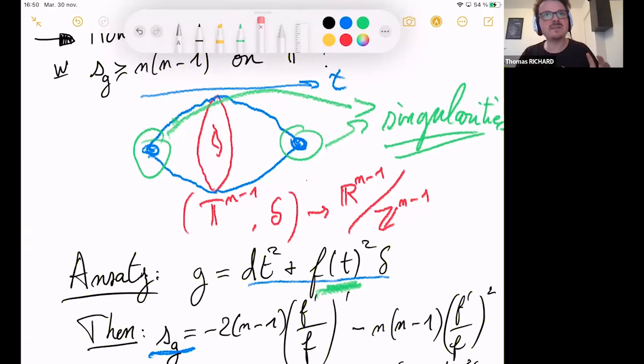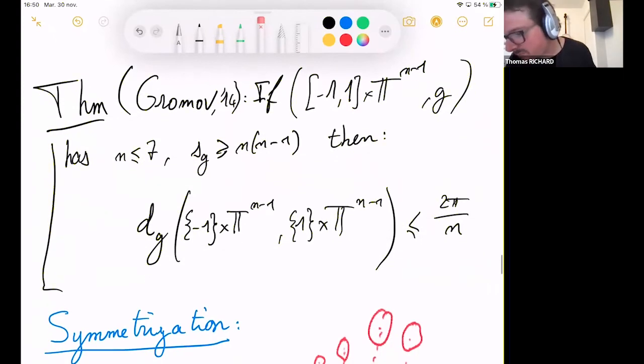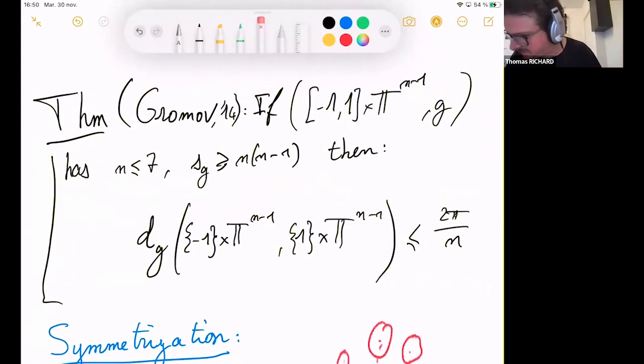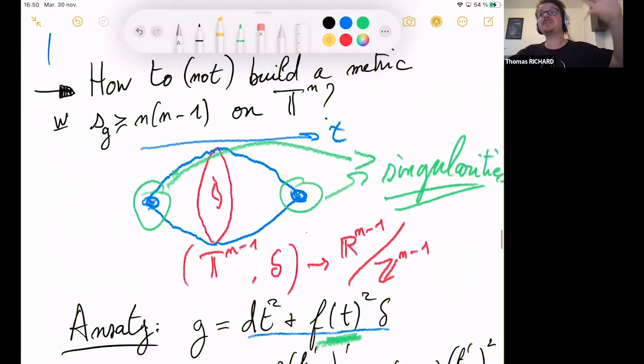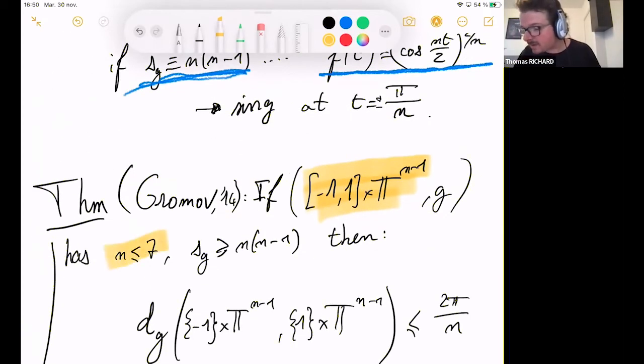And actually there's something deeper in this example, and this was uncovered by Gromov a couple of years ago. So now I take any metric on, in this situation, a torus times an interval. And I take n less than 7 because of a PDE reason. Maybe I'll tell you afterwards. And I assume that on this manifold with boundary, the scalar curvature is bigger than n times n minus 1.